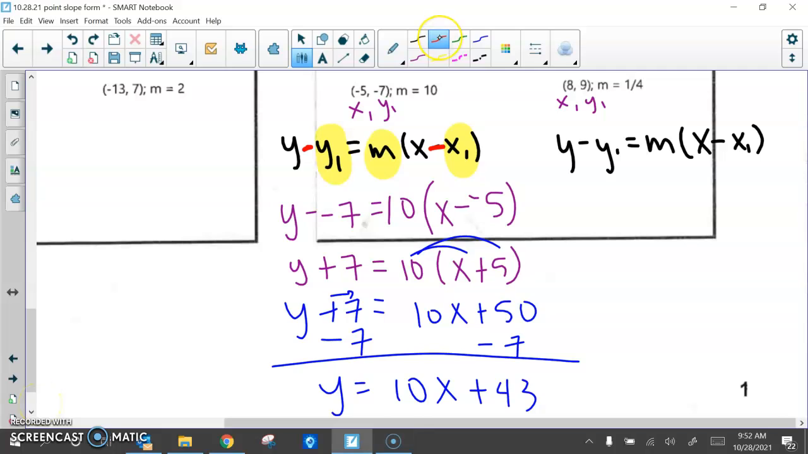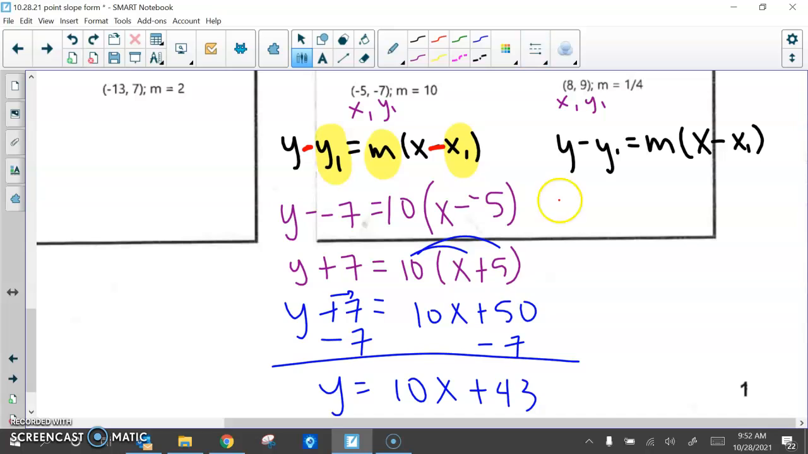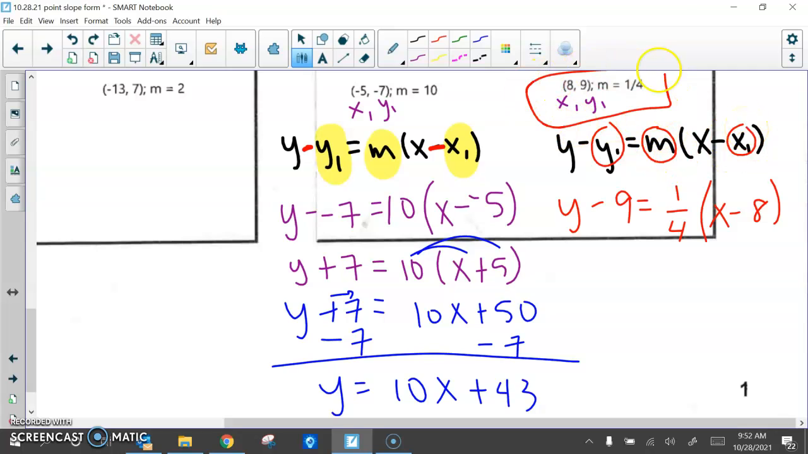Okay, the next one might look a little scary because it has a fraction, but it's really not bad. You're doing the same thing. So y minus 9 equals 1/4 times x minus 8. You're just plugging in what you know. I know y1, I know m, and I know x1. All of that is given right here. So once you plug your stuff in, your next step is to always distribute. So you're distributing right here.